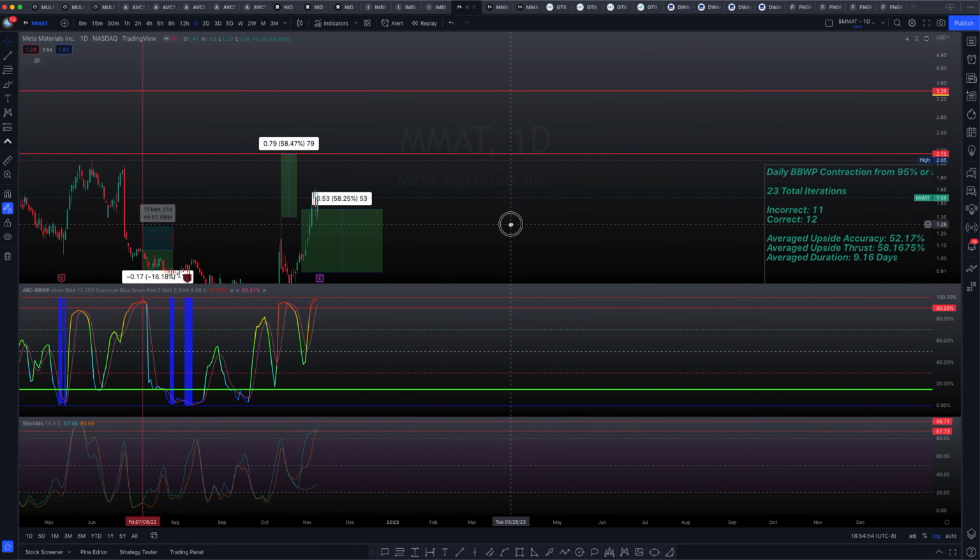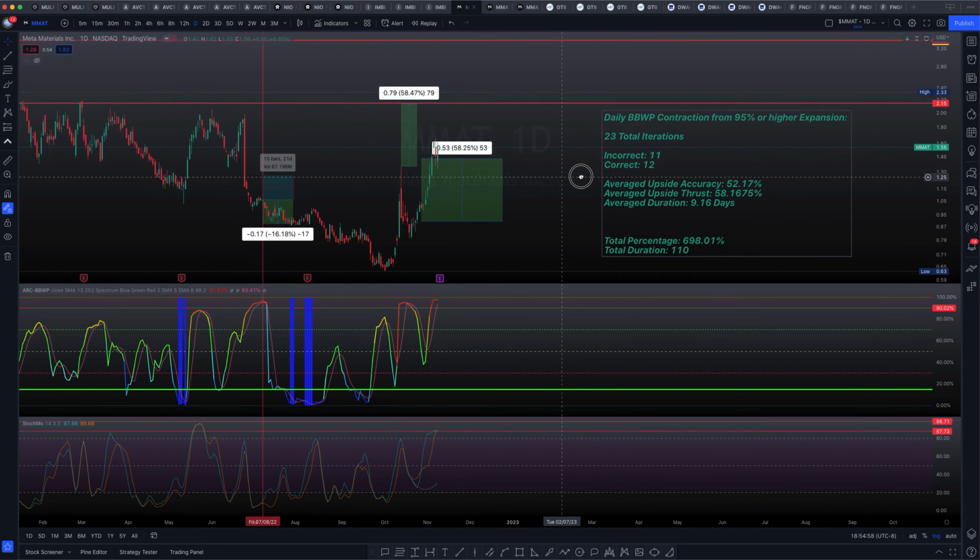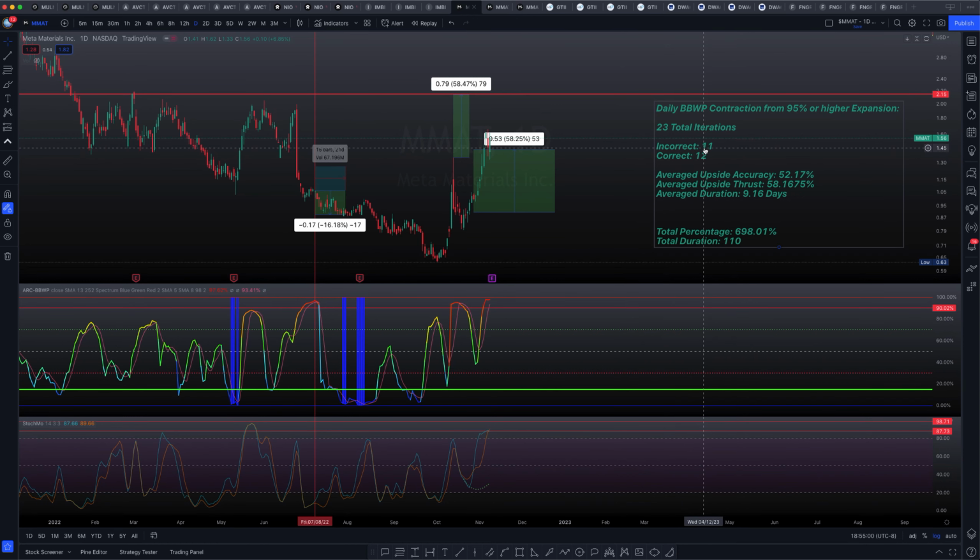Within that metric, we came up with this stat right over here. We had a total of 23 iterations, of which 12 were correctly guessed to the upside. That gave us an average upside accuracy of 52.17%, with an average upside thrust of 58.16% over the span of just over 9 days.